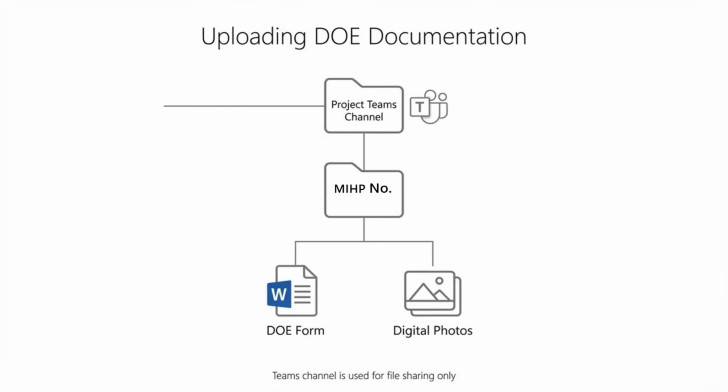Create a folder for each property labeled with the MIHP number. Include the completed DOE form and the corresponding digital photograph files. The team's channel is used only to share survey documentation.